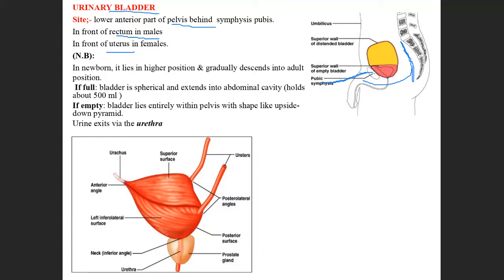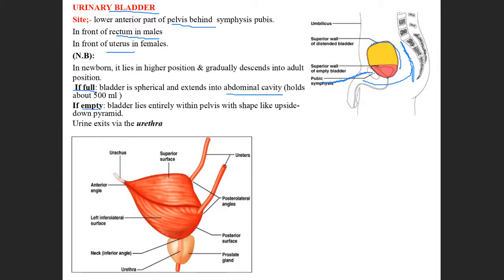The position or the shape of the bladder, when the bladder is full, extends like this in the abdomen. See this yellow colored structure. So this is when the urine is full. When the urine is full, it extends into the abdomen, this much big. Okay, it extends into the abdominal cavity.